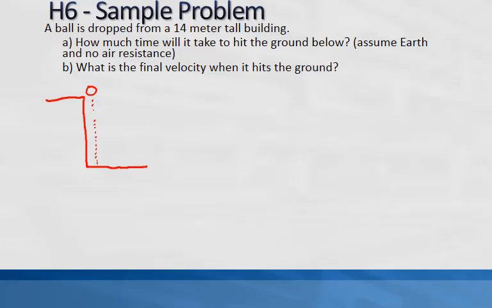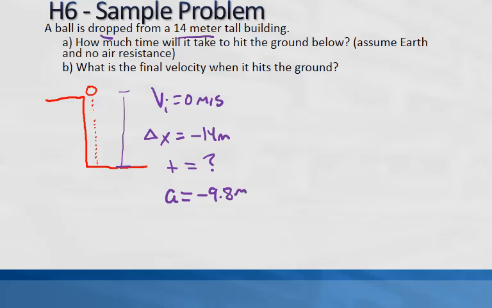And so if you remember with this, there are some things that we can write down. The ball is dropped from there, so V initial is 0. It's starting from rest. It's a 14-meter tall building, so if we look at the displacement, delta x, it's going to fall 14 meters, so the displacement is negative 14 meters. And we want to find out how much time it takes to hit the ground below. Now we also know acceleration is negative 9.8 meters per second squared. And remember, we use negative g whenever we're doing the free fall equations, the kinematic equations.